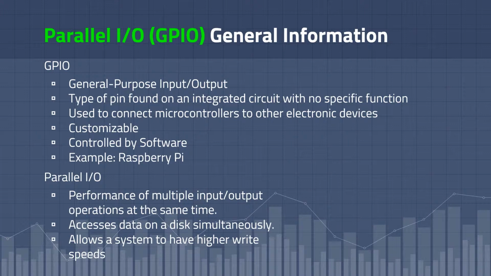Now for some parallel input-output. Parallel I/O means performing multiple input-output operations at the same time instead of serial I/O, which means one at a time. This lets a system have higher write speeds since there are multiple input-outputs. An example is simultaneously outputting to storage devices and display devices, which is a feature of an operating system.